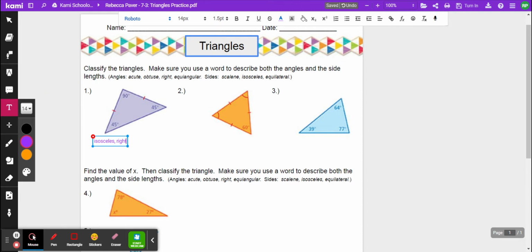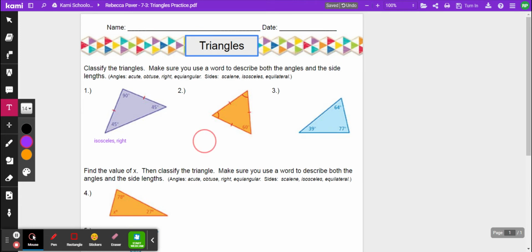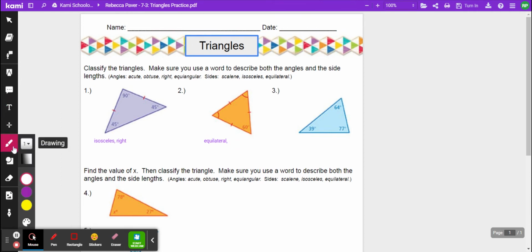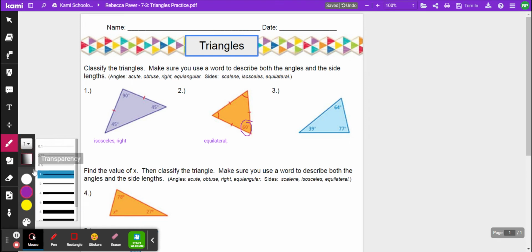For number 2, I see that there are tick marks on all three sides. So that would be an equilateral triangle. And I noticed that there are arcs in two of the angles, and the other angle is listed as 60 degrees. So for this one, the first thing I want to do is find out what these two angles would add up to. Since the angles in a triangle all equal 180, I'm going to do 180 minus 60 degrees.